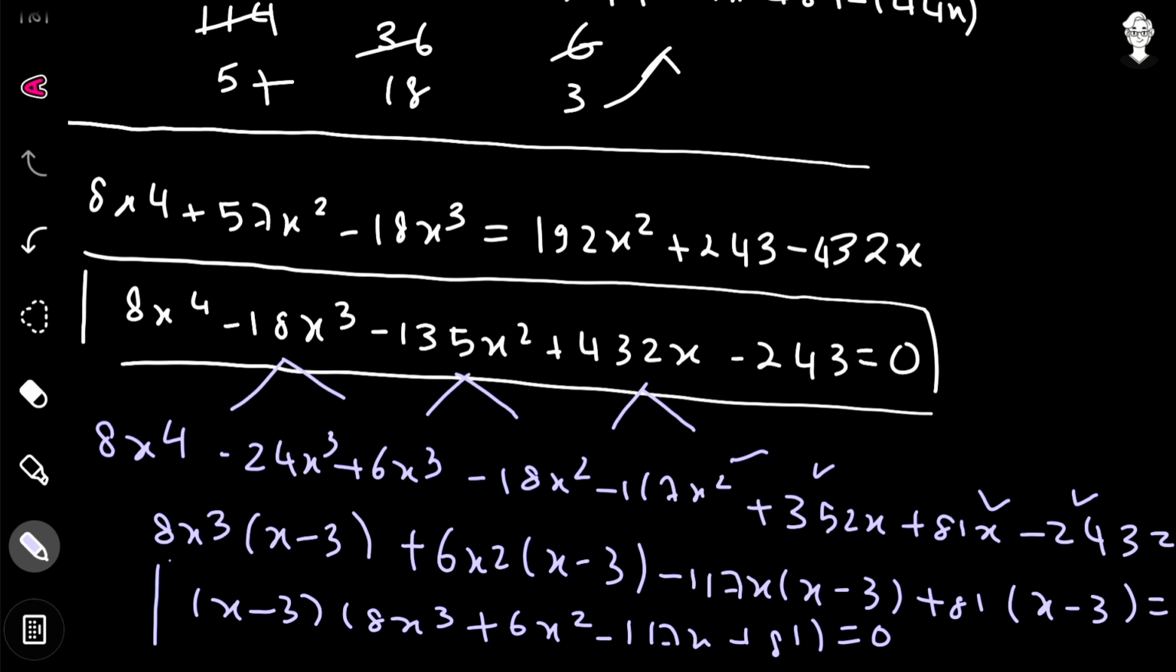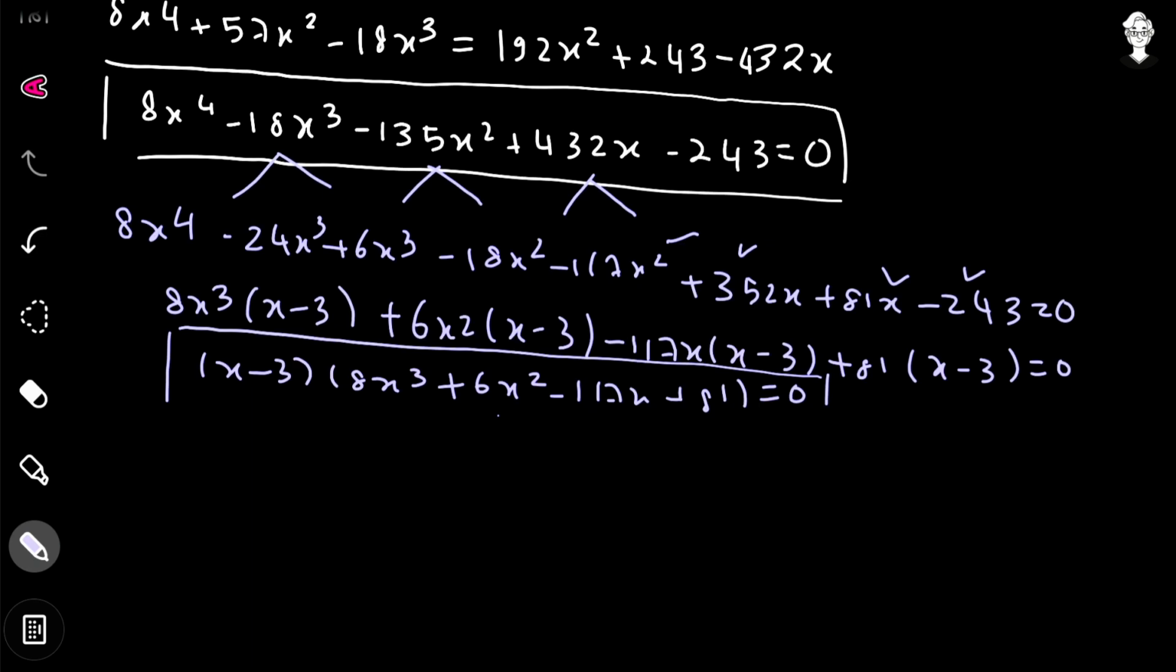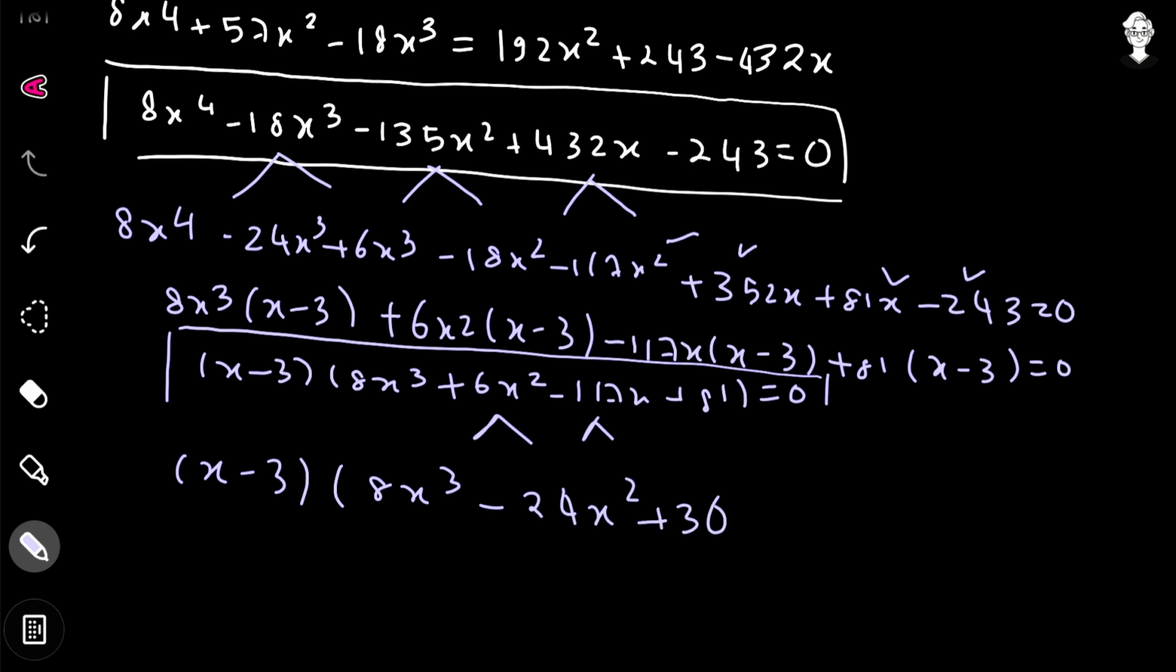So again we can see that we have factored out x minus 3, but again inside the bracket we have a cubic equation, so let us factor it out also. So now we have a cubic equation to be factored, so again we will split these. So in the beginning x minus 3 as it is, now it will have 8x³ minus 24x² plus 30x², that is the split of 6x². Negative 117x will be split like negative 90 times x, negative 27 times x, and at the end plus 81 as it is.